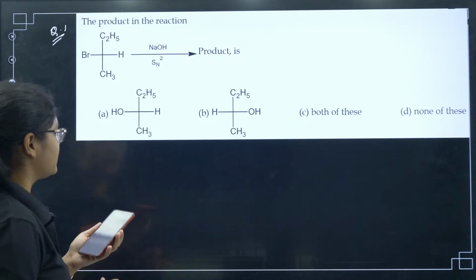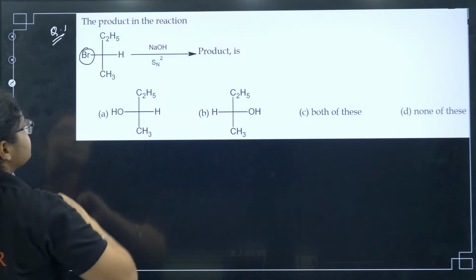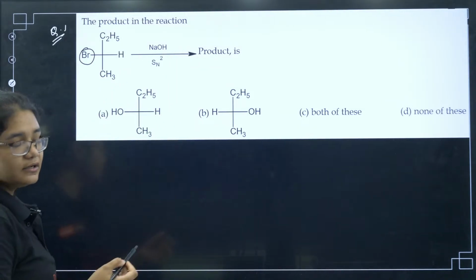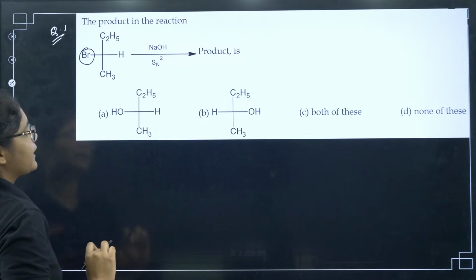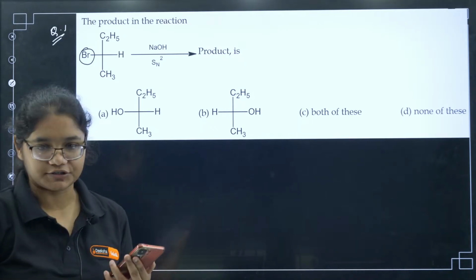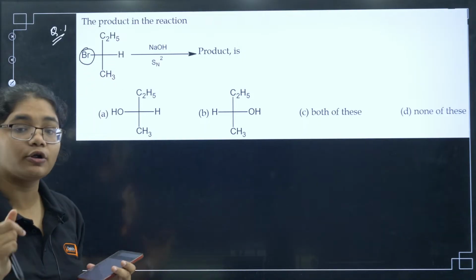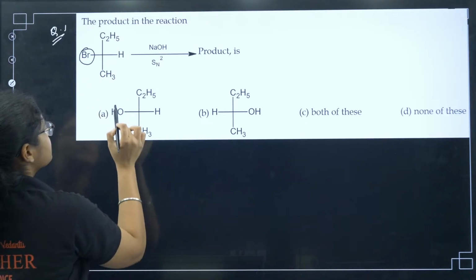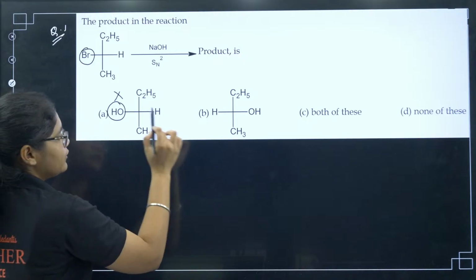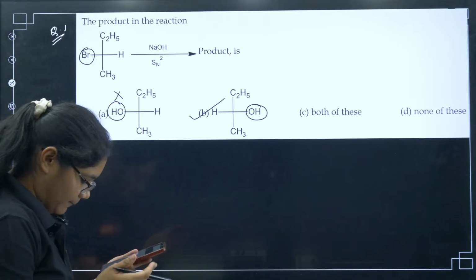Yes, students have started answering B. Now see here, Br is there, SN2 reaction. So what will happen? OH minus will attack. But if you remember, in SN2 reaction there is an inversion. Means on which side Br is there, OH will come on the opposite side, not on the same side. Br was on this side, so OH will not come on this side. OH will come on the opposite side. So that is why option number B here.